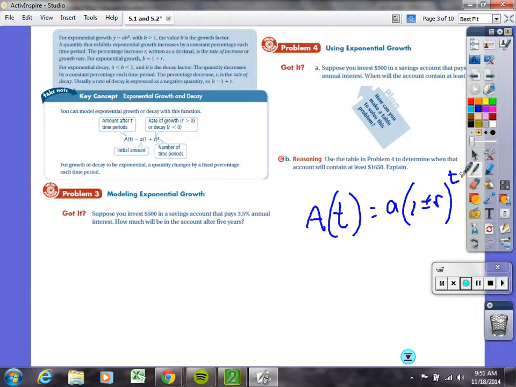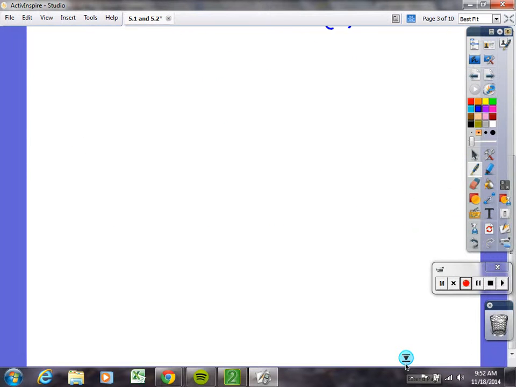Okay, your temperature cooling. All right, so let's look in here. Suppose you invest $500 in a savings account that pays 3.5%. When will the account at least be $650? So I'm going to show you that one. That one comes with a calculator.